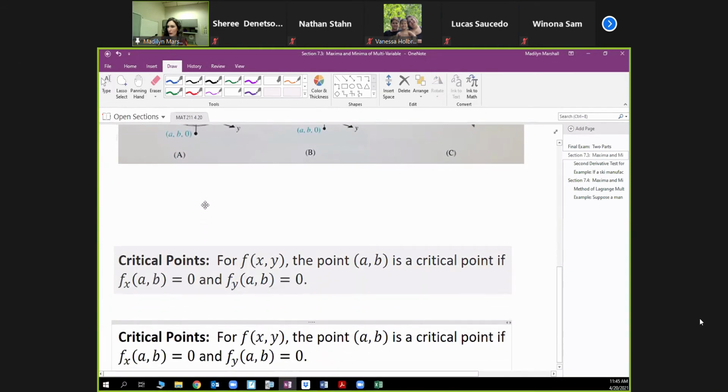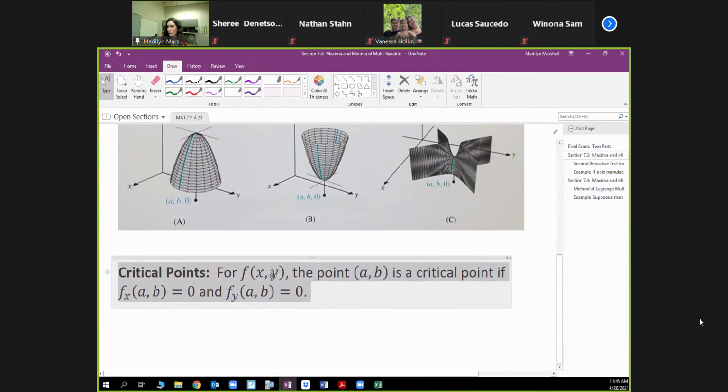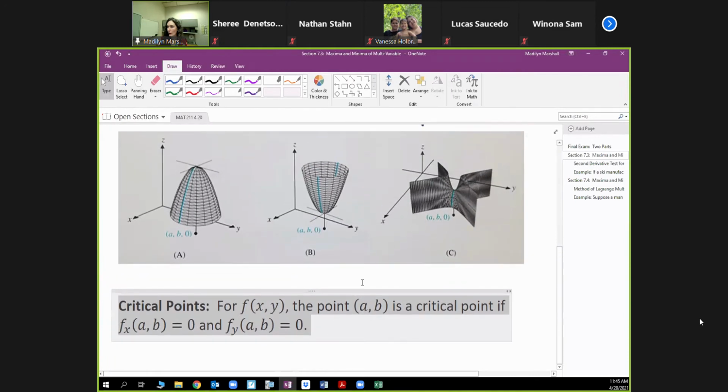So critical points. So remember, we're working in X, Y, Z now. So I'll give you a moment with that definition.